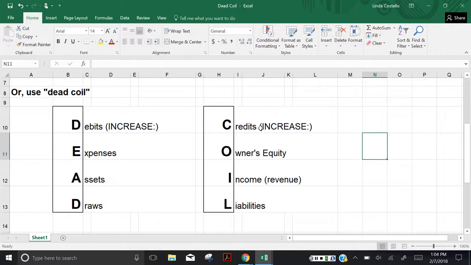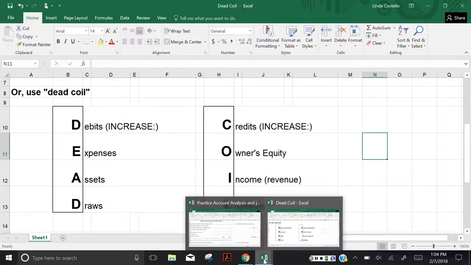The CLIC, or the credits, mean that all owner's equity, income, and liability accounts have a normal credit balance. That means their balances are increased with a credit and decreased with the opposite, a debit. For instance, accounts payable would be increased with a credit and decreased with the opposite sign. We decrease accounts payable with a debit. So that's a review of what we've learned so far.